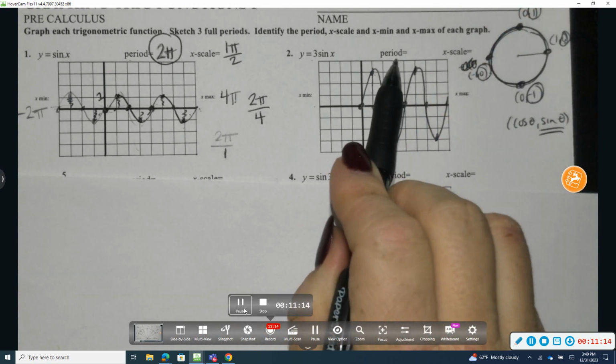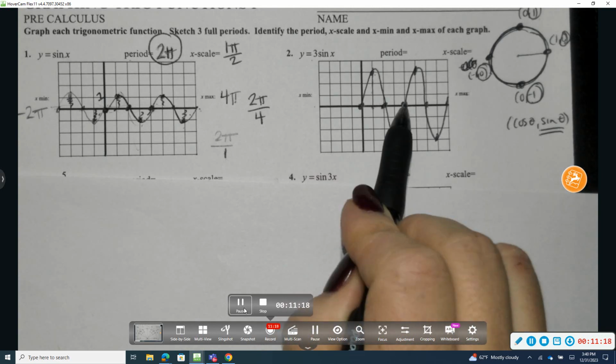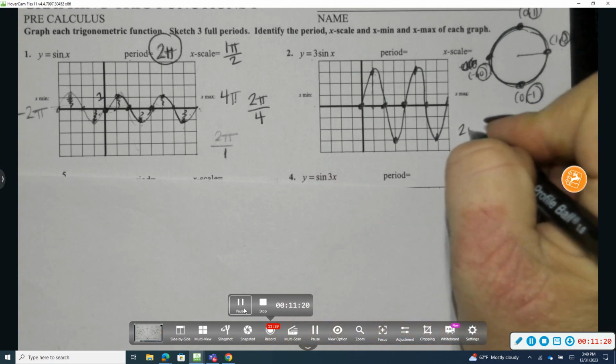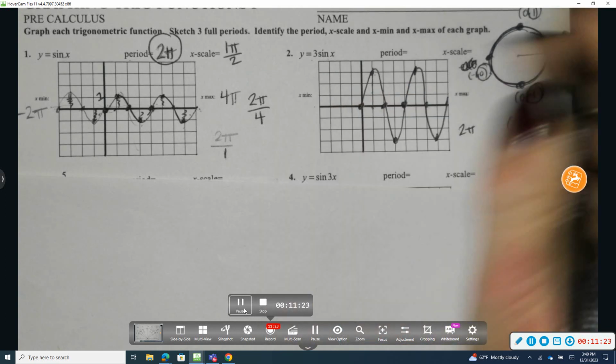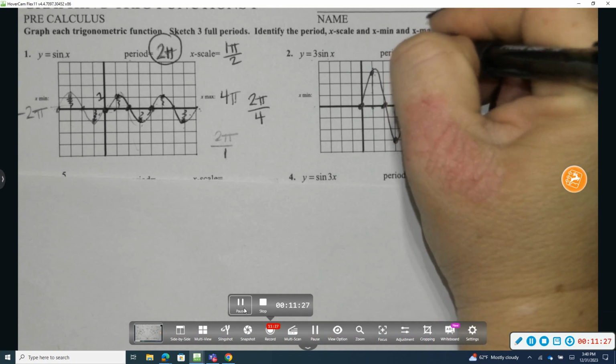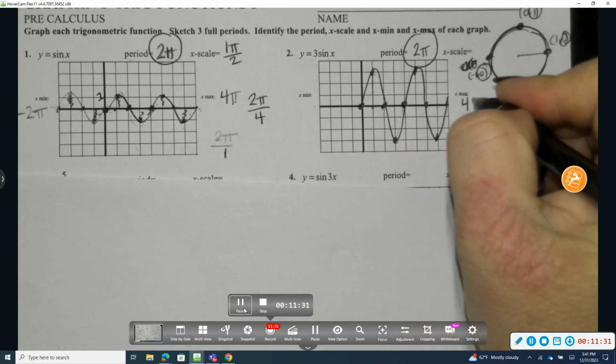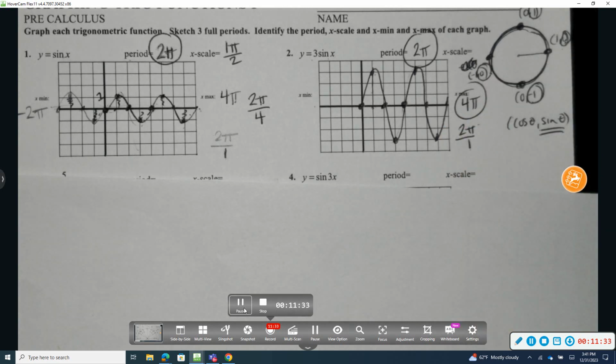Now let's talk about what the period length is. So how long is one cycle of this? I'm going to take 2 pi and divide it by the number in front of the x. There is no number there because it's a hidden 1. 2 pi divided by 1 is still 2 pi. So one cycle is 2 pi. 2 pi and 2 pi is a distance of 4 pi as we move to the right. It's positive.